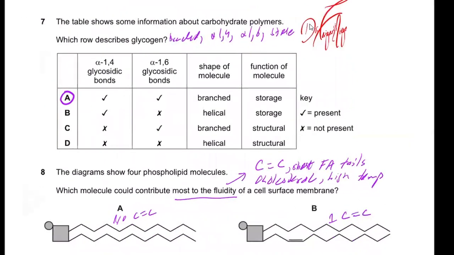Question 7. The table shows information about carbohydrate polymers. Which will describe glycogen? Just recall what glycogen is. I quickly mention it's branched. It has alpha 1-4 and alpha 1-6 bonds. It stores glucose, not energy directly. It's a long-term storage molecule, so it stores those glucose units.